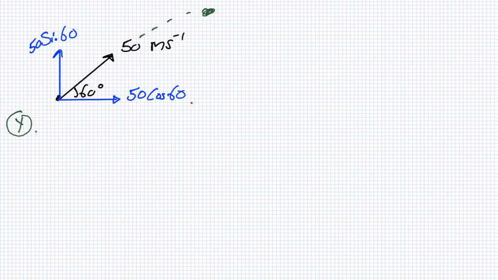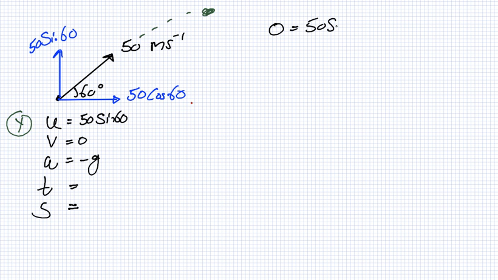So vertically, u, v, a, t, s. The u is 50 sine 60. At its maximum height, v is 0. a is minus g, or minus 9.81. t, we don't know, and that's what we're looking for. And for part B, we're looking for the s. So we'll go with v equals u plus a t. So the t is 50 sine 60 over g.